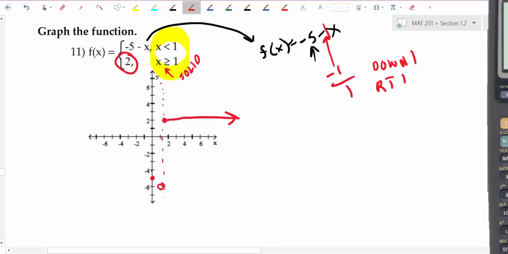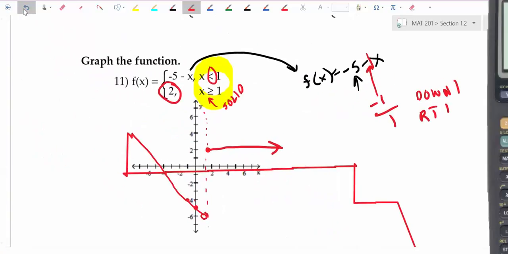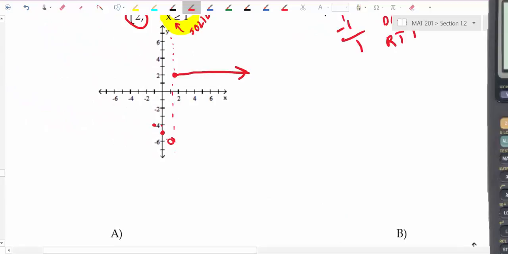Why am I putting a bubble there? Because it's less than. It doesn't say less than or equal to 1. It says less than 1. Then you can just kind of go backwards. The opposite of down 1, right 1 is up 1, left 1. So you can kind of go like that. And then ultimately this graph, if I accidentally hit this button sometimes when I do this. So that graph is going to go something kind of like that. So that's your final result.